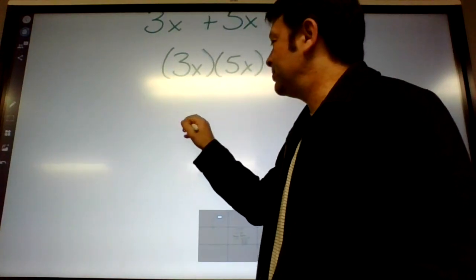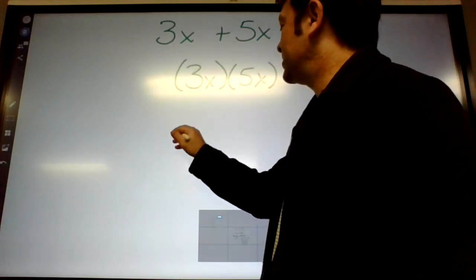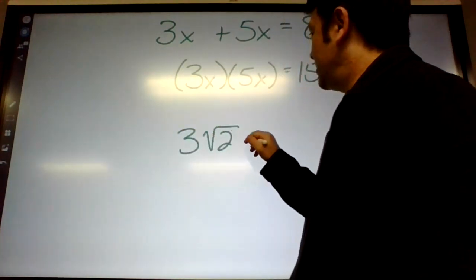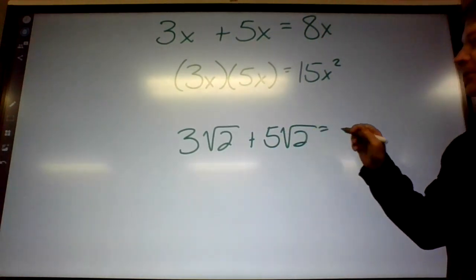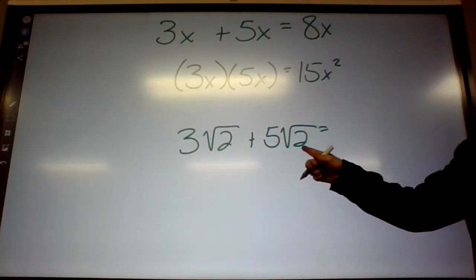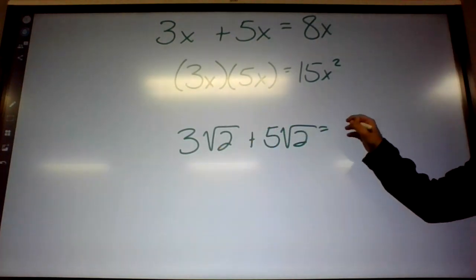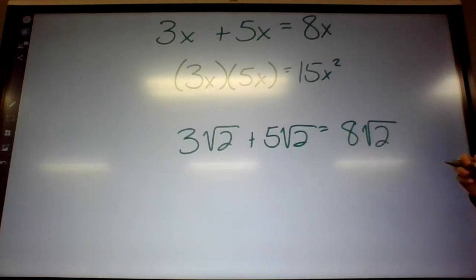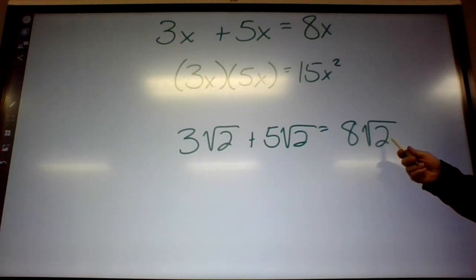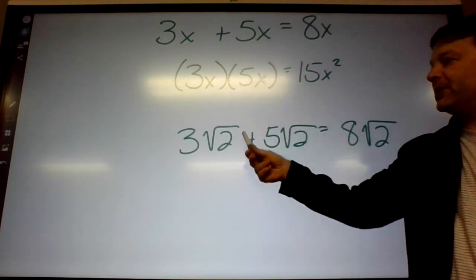So if that is true, let me change that. If I had 3 square root of 2 plus 5 square root of 2, what do you think that's going to equal? 8 square root of 2. The square root of 2 is not a variable, but it's a really messy number. 3 of these plus 5 of these equals 8 of those. So that's more like what we're doing today. Does that make sense? We're not multiplying today.